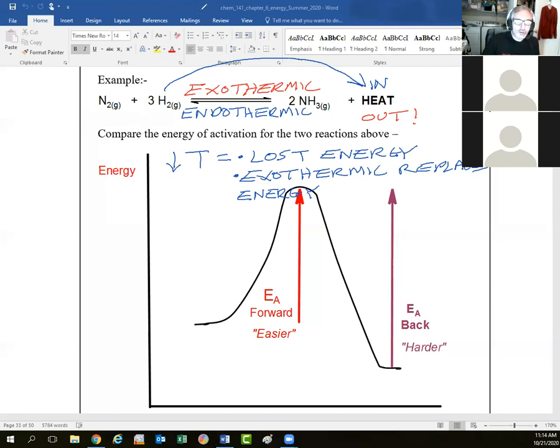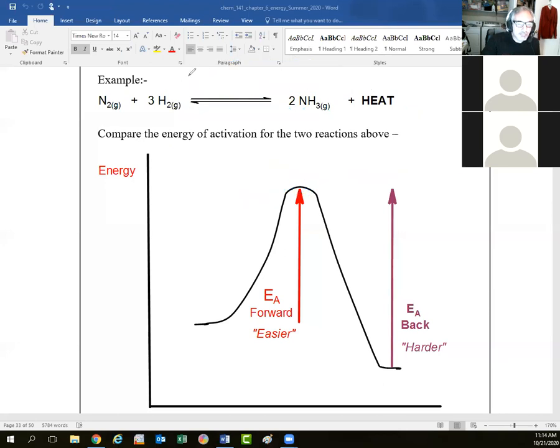Now, we can also increase temperature. Let me just clear my screen out a bit here. We can increase temperature. And if we increase temperature, then the reaction has too much energy. Like switching on the hot plate and raising the temperature, we're raising the energy. And again, the system has to compensate for having too much now.